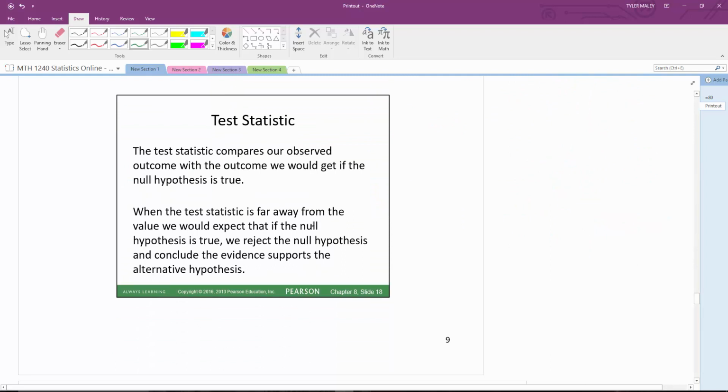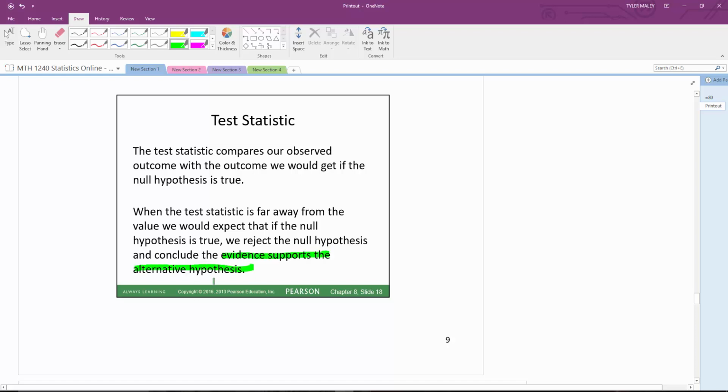All right, the next slide is my test statistic. The test statistic compares our observed outcome with the outcome we would get if the null hypothesis is true. When the test statistic is far away from the value we would expect if the null hypothesis is true, we reject the null hypothesis and conclude the evidence supports the alternate hypothesis. Notice the wording here: we say that evidence supports the alternate hypothesis.